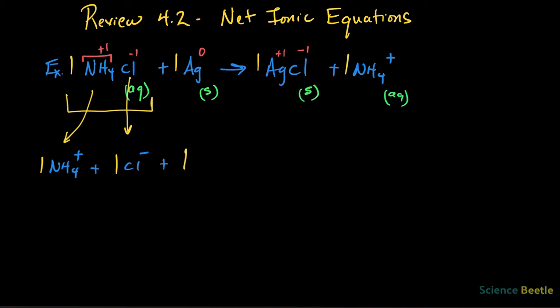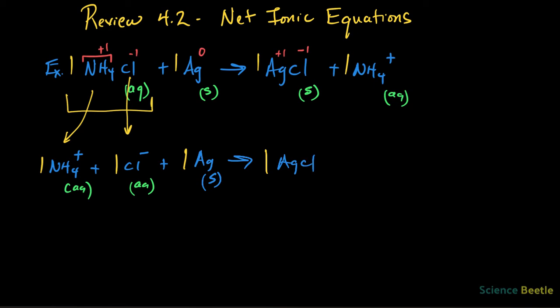Now, the silver is going to be a solid. We're going to put the silver here as a solid by itself. And while we're at it, let's go ahead and put everything else back here. We're going to put aqueous and then aqueous here. And this is going to form one mole of the silver chloride, AgCl.